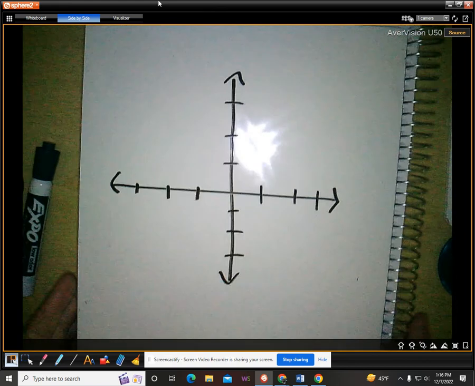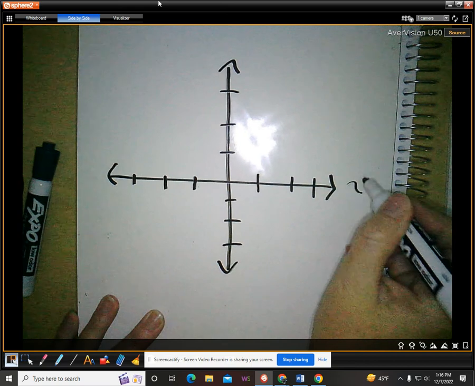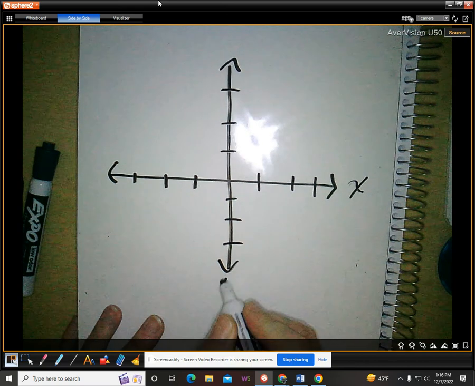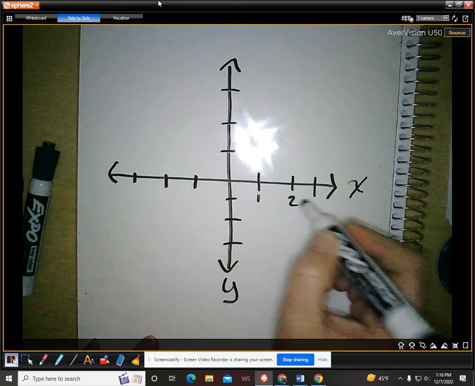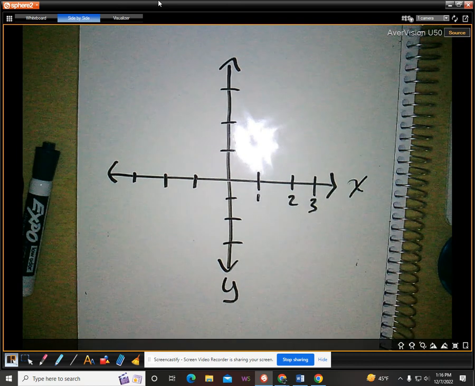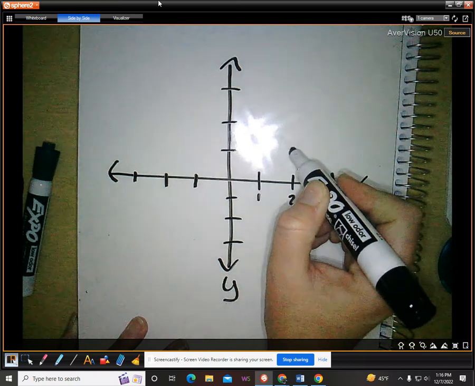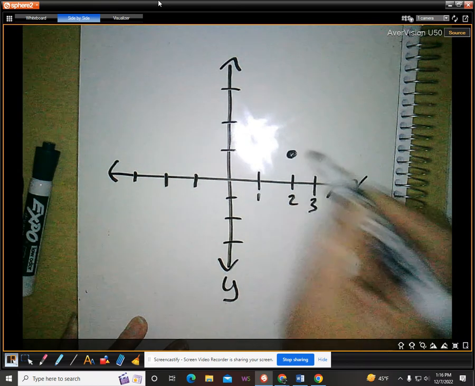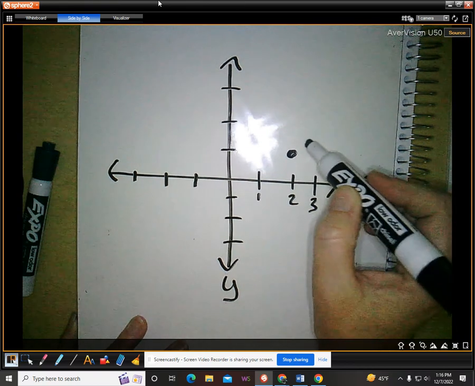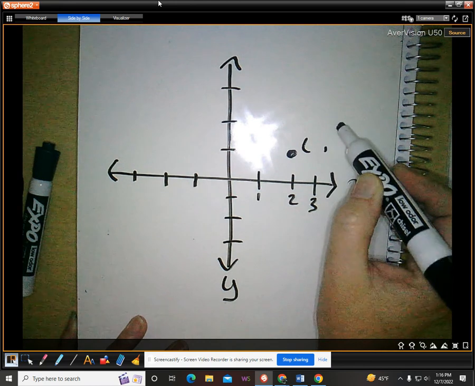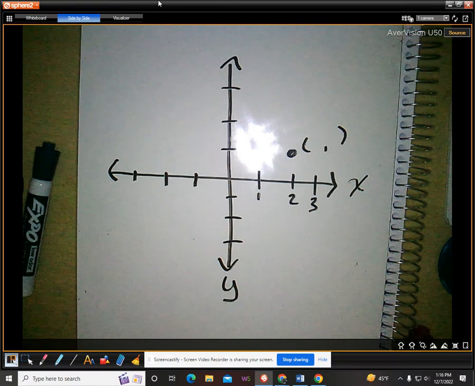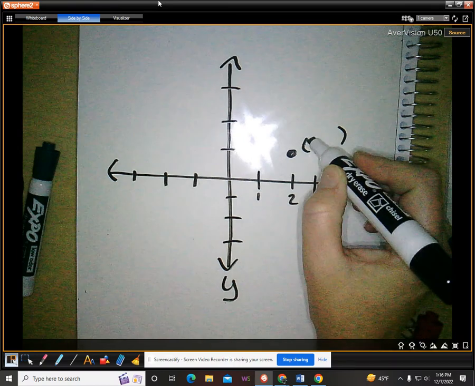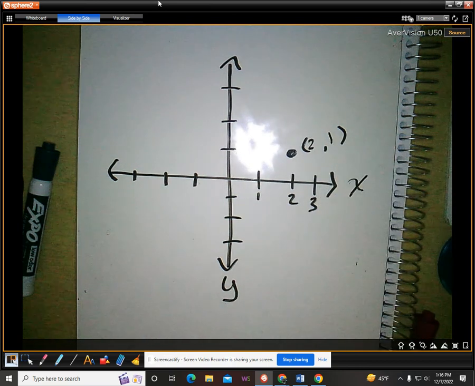All right, coordinate plane is back. Horizontal is always the X, vertical is always the Y. So if I'm counting by ones, I'm not going to number all of them. You guys can all count by one. If I have a point here, what is my ordered pair for that dot? X value first, Y value second. Anicia? 2 and 1. X value of 2, Y of 1.